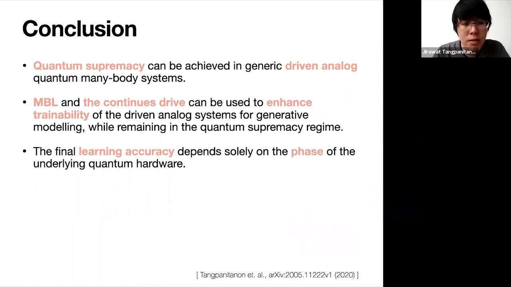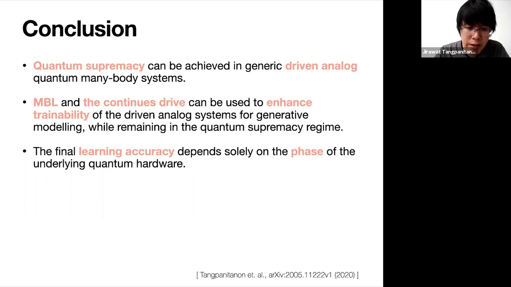And just to conclude my talk, I have shown three points. First, that you can achieve quantum supremacy in a generic driven analog quantum many-body system. Second, you can use MBL and the drive to enhance the trainability of the analog system for generative modeling while remaining in the quantum supremacy regime. Third, this learning accuracy depends solely on the phase of the underlying hardware. So with that, I would like to finish my talk.